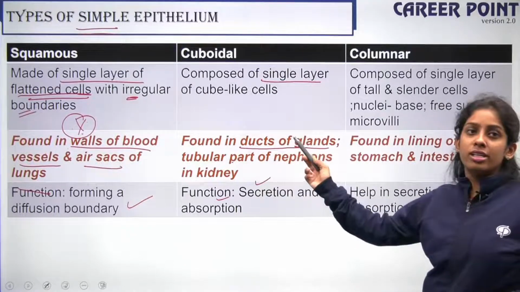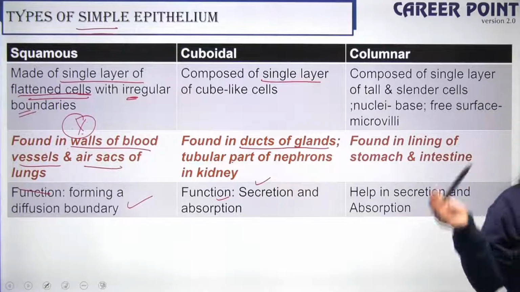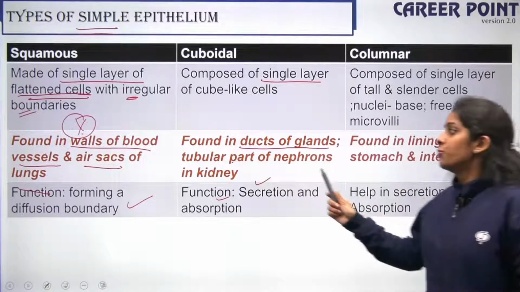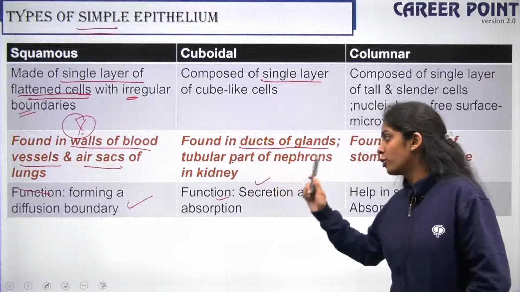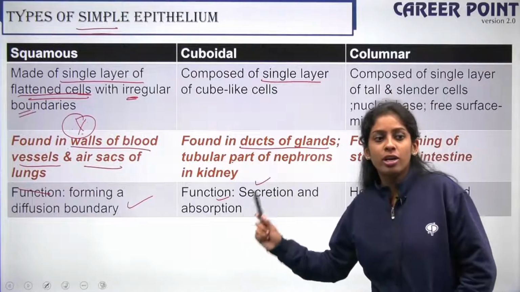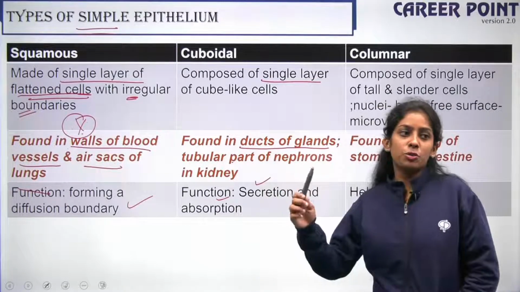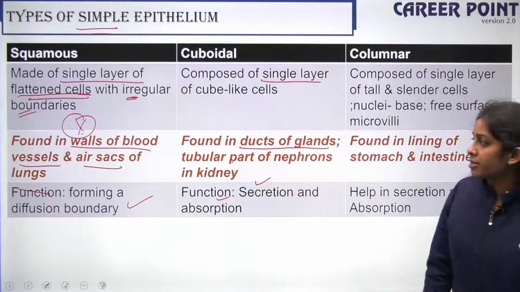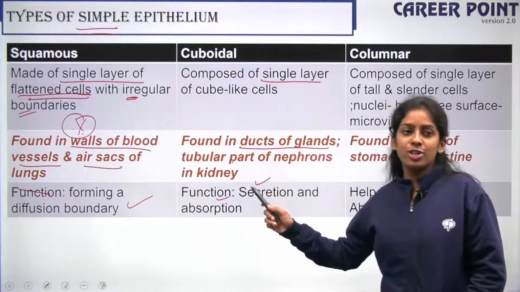So it is found in the ducts of the glands. Ducts are passages which carry the secretion of the glands. One area is the tubular part of your nephrons in the kidney. Nephrons, after glomerular filtration, carry your filtrate. So there it is being used. The function is secretion and absorption.